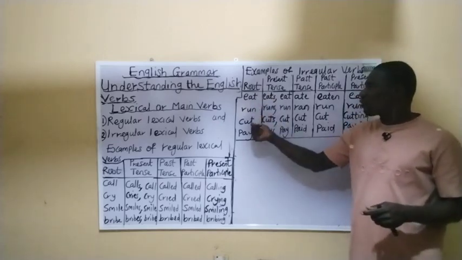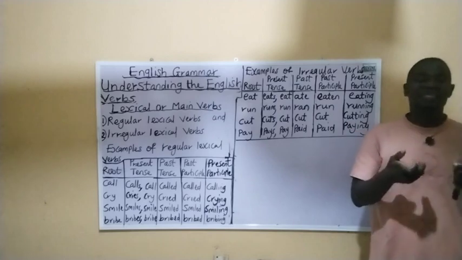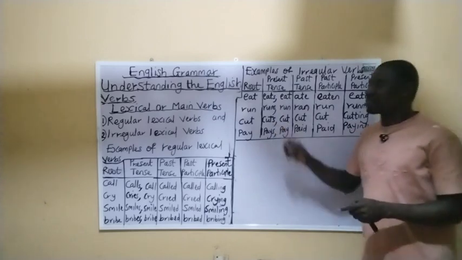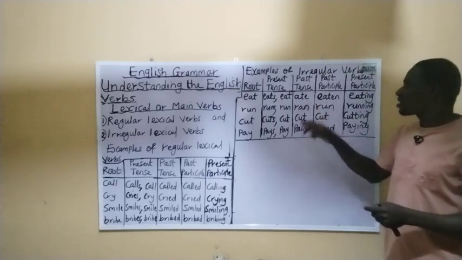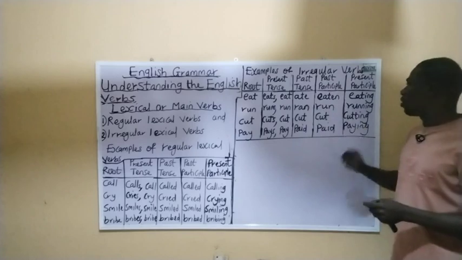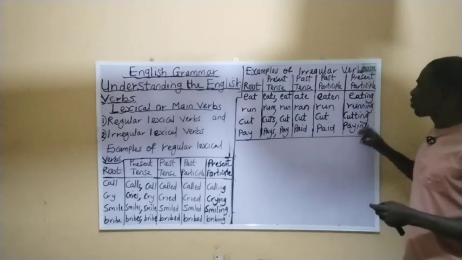Then for the verb cut, we have the singular present as cuts. We have the what? The plural present as cut. We have past tense cut. We have past participle cut. We have present participle cutting.